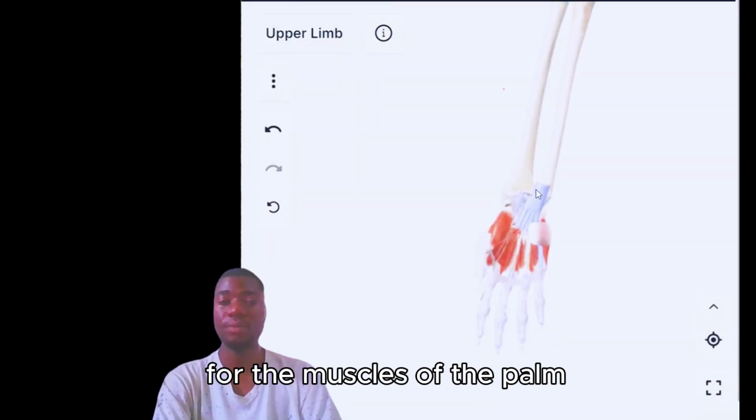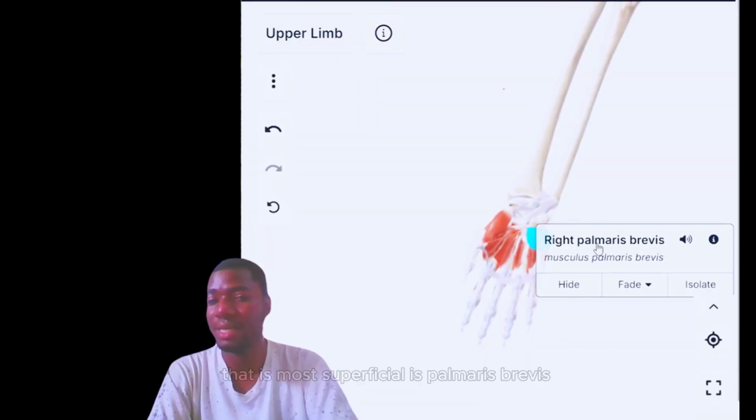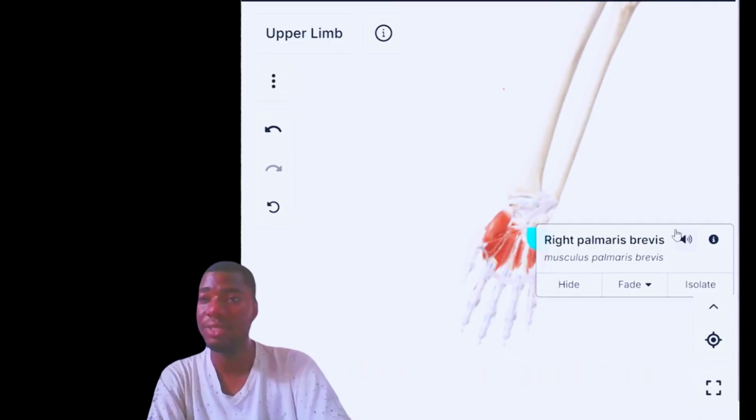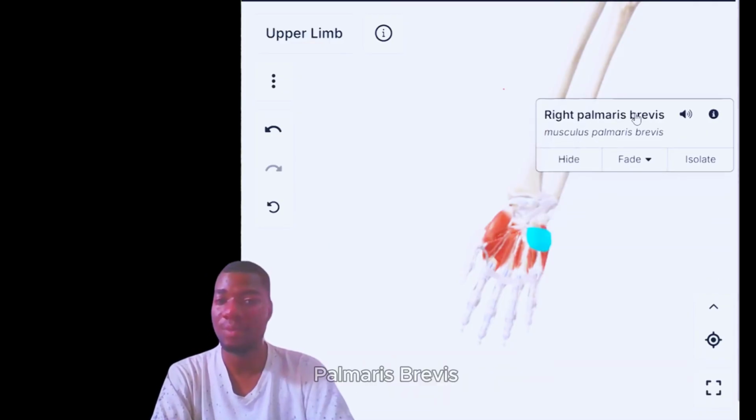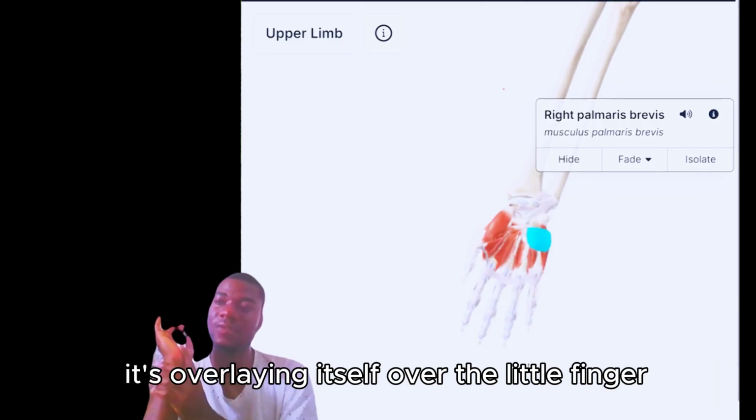For the muscles of the palm, the first muscle we are going to be looking at that is most superficial is palmaris brevis. Remember, palmaris longus is at the upper aspect of the forearm. So here is the brevis, palmaris brevis. It's overlaying itself over the little finger.